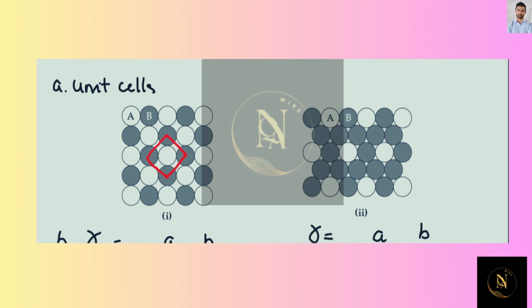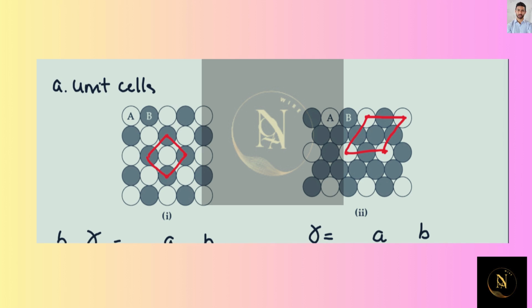And so in this case, for example, it can be this one, because repeating this unit will give us the crystal network. So question B asks us what is the angle between the two lattice vectors.